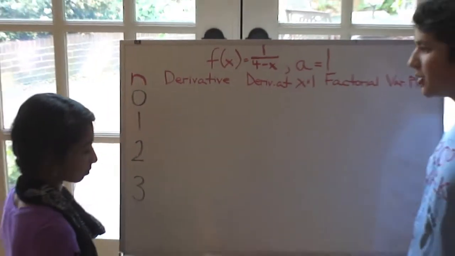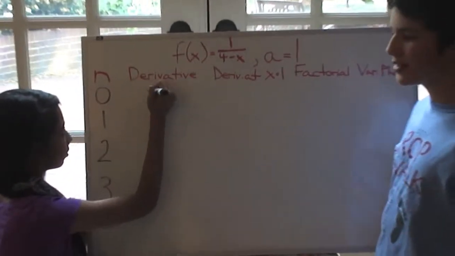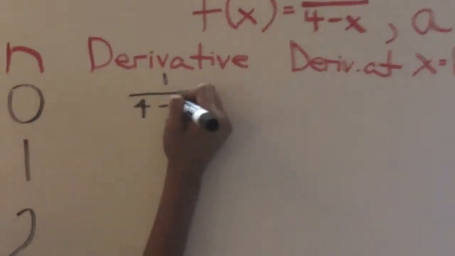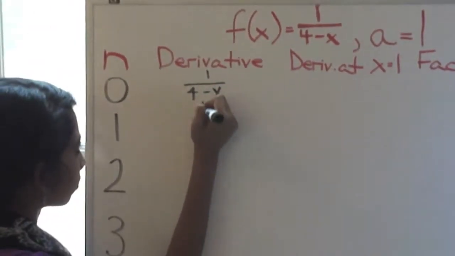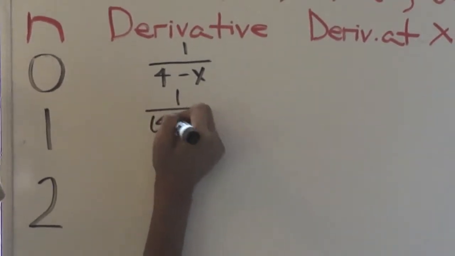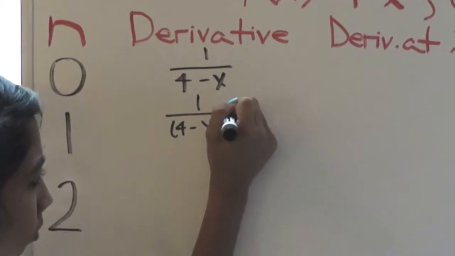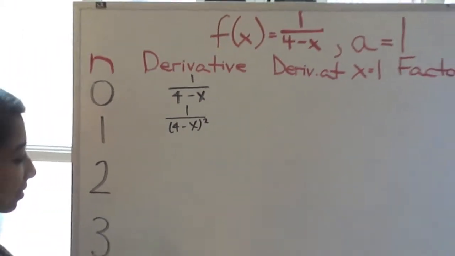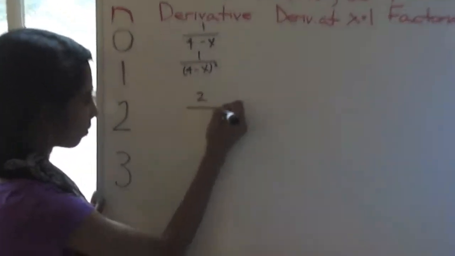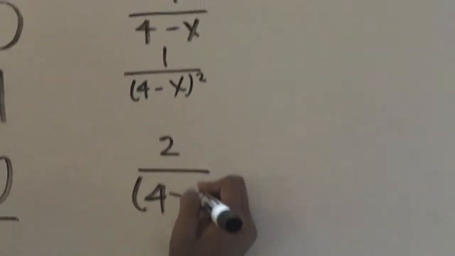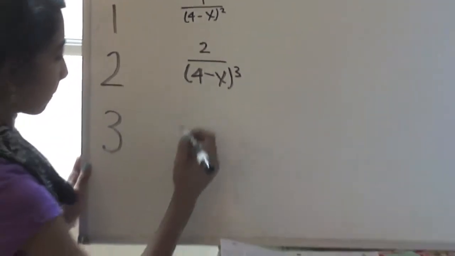So for n equals 0, under the derivative column, you'll write f of x. For n equals 1, you'll write the first derivative of the function. For n equals 2, you'll write the second derivative. And for n equals 3, the third derivative.